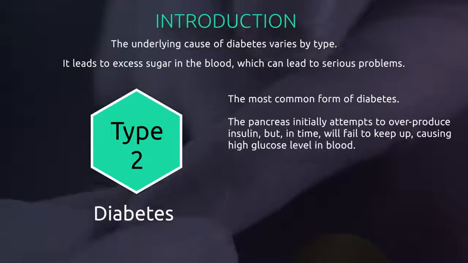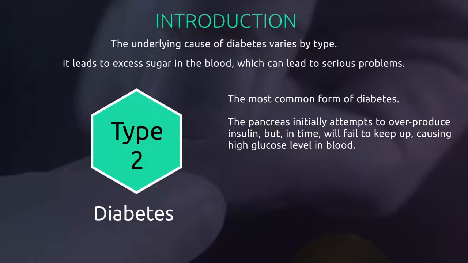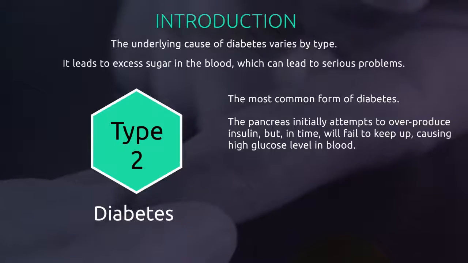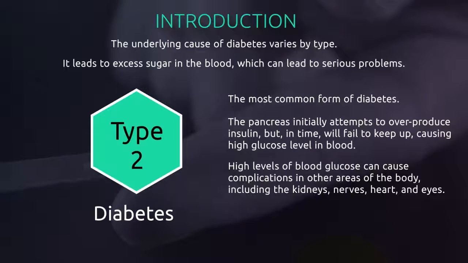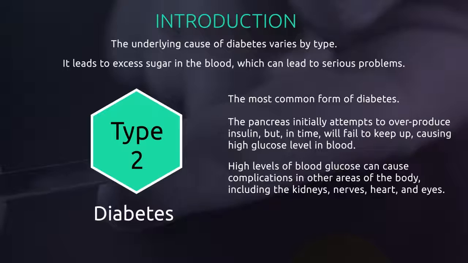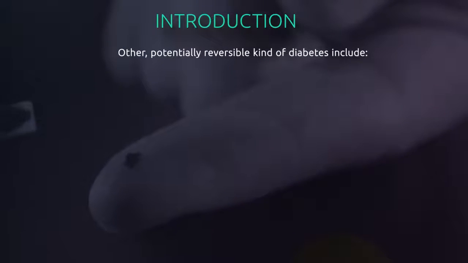In type 2, the pancreas will initially attempt to overproduce insulin, but, in time, will fail to keep up, causing blood to have a high glucose level. High levels of blood glucose can cause complications in other areas of the body, including the kidneys, nerves, heart, and eyes. There are other kinds of diabetes too, which can be potentially reversible.